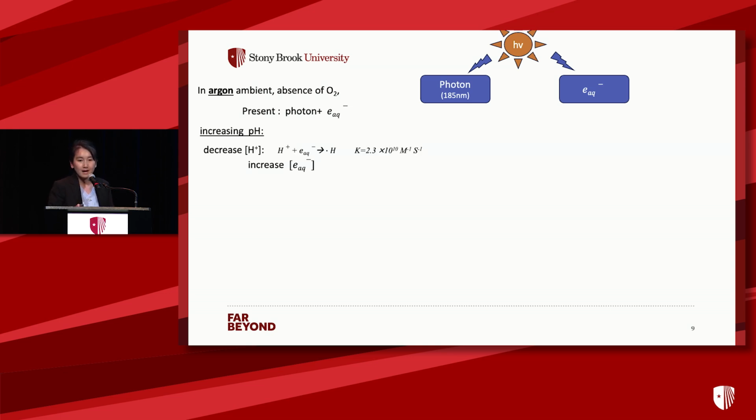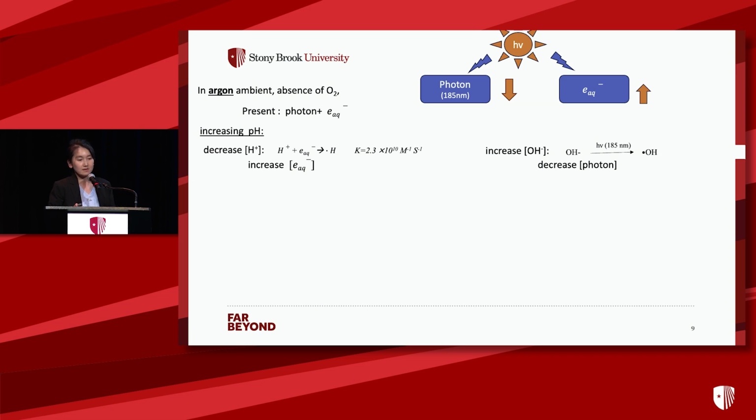Some of you might know the hydrogen ion is actually another effective quencher for hydrated electrons. So when we increase the hydrogen ion concentration, the hydrated electron concentration actually decreases. When we increase the pH, the hydrogen ions decrease, and the hydrated electron concentration increases. Also, when we increase the pH, the hydroxide concentration increases. We just mentioned the proton concentration is going to be decreased.